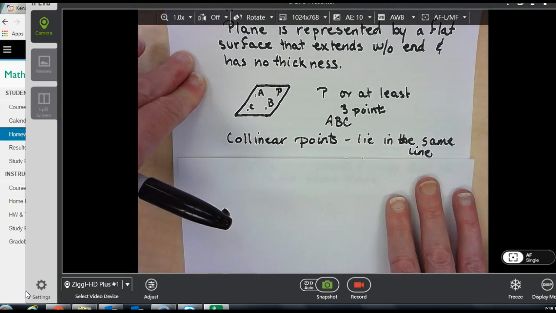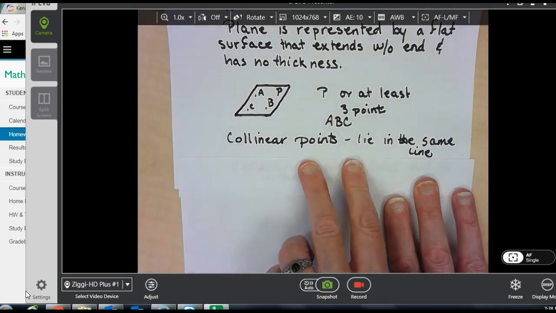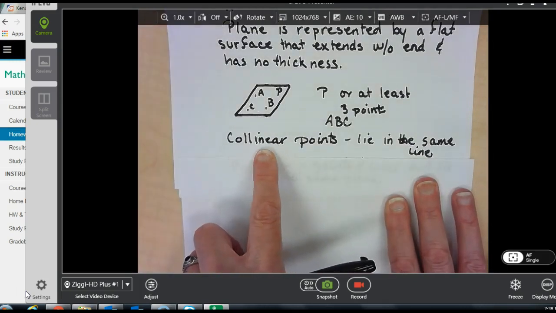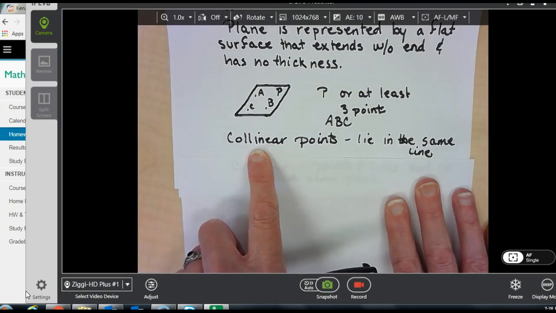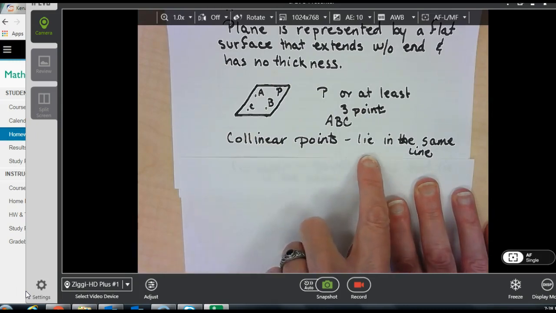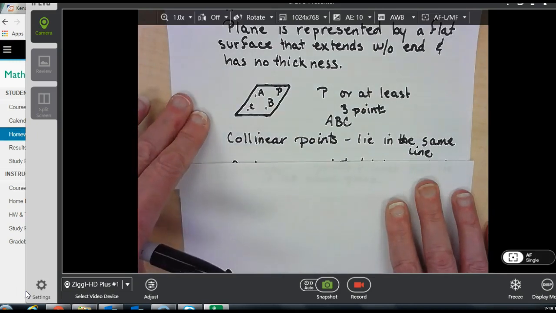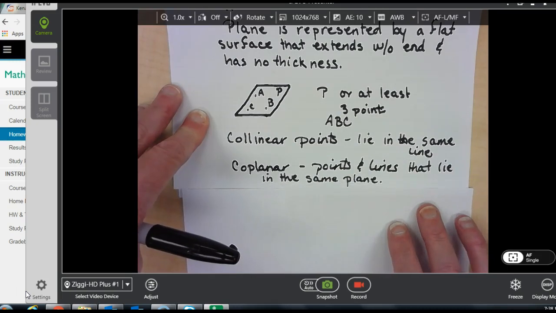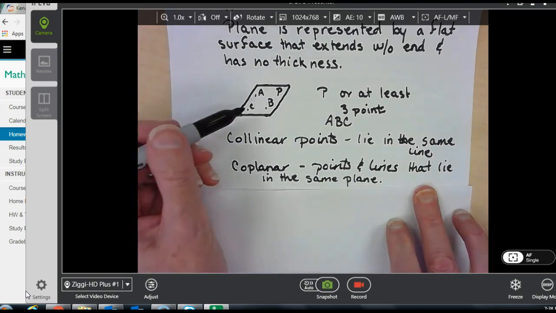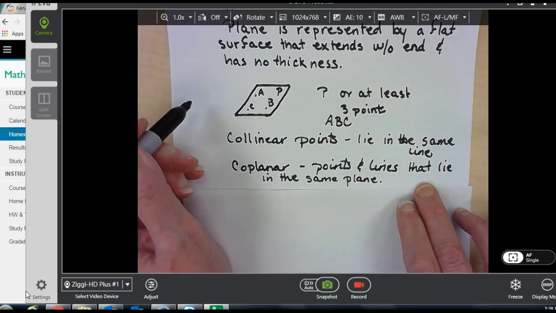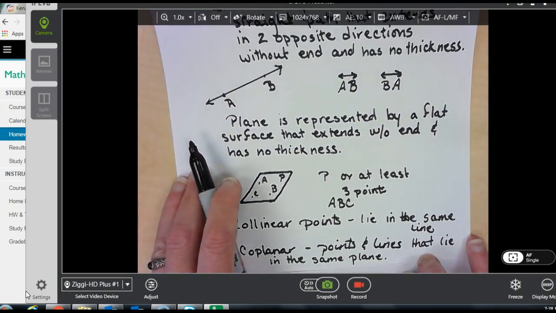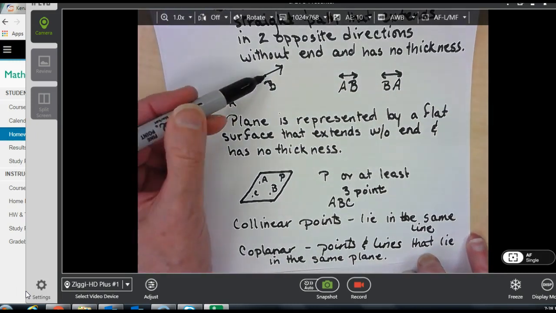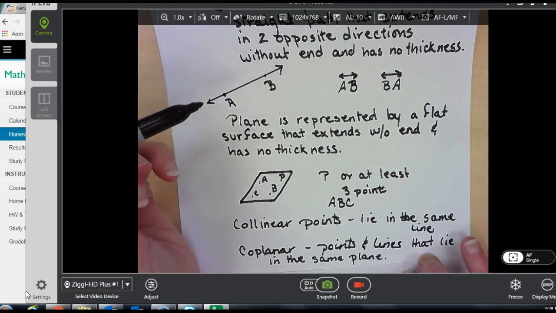If we talk about collinear points, if we look in here, you see the word line as our root word. So we're talking about a line, and the points that we're talking about lie in the same line. So if we have coplanar, the points and lines lie in the same plane. So these points A, B, C are all coplanar. These points A, B were all collinear.